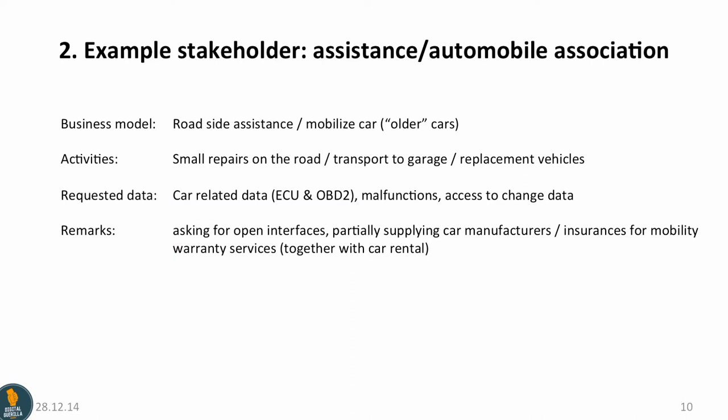If they are not getting these interfaces, then they say, okay, this is a Ford, this is a BMW, this is a Daimler, this is a VW. We have no access rights. We can offer you a replacement car, and we bring your car to the garage. And this is not a nice business. It's a little bit expensive. Therefore, the assistance and automobile associations are asking for open interfaces.